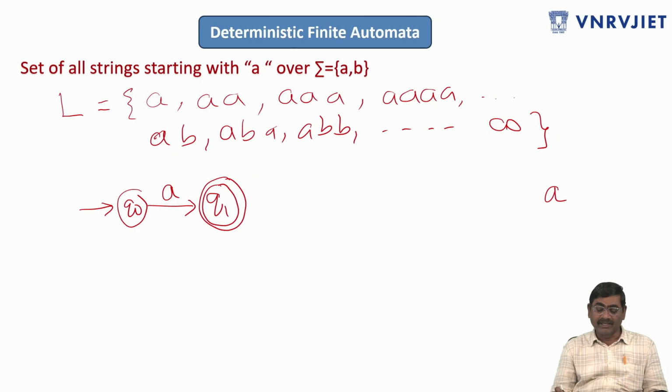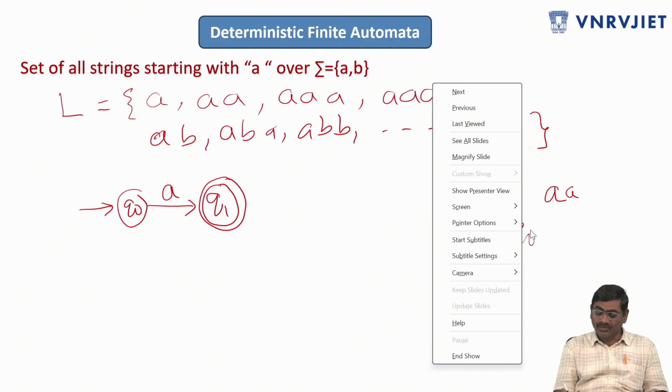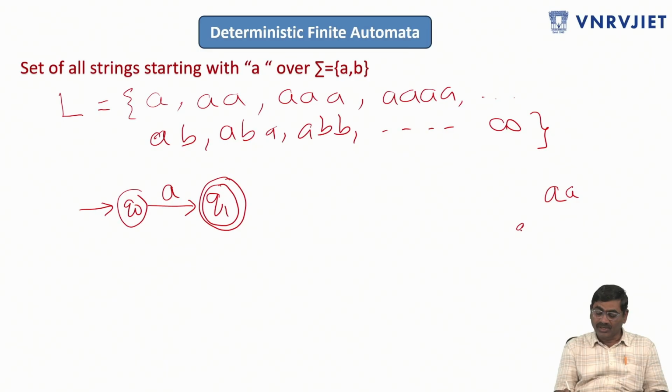Okay, fine. Now let us take one more string in the language L, that is AA. In order to verify whether the string AA is accepted by this model or not, we should begin the string from the starting state. Here the start state is Q0. Q0 on A goes to Q1. This is the transition taken from the diagram that is already drawn.